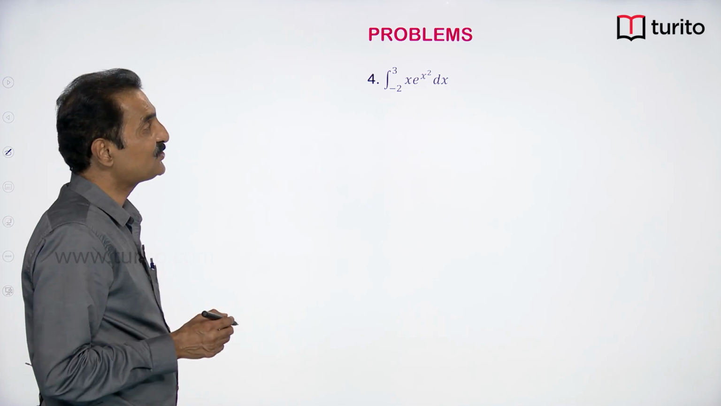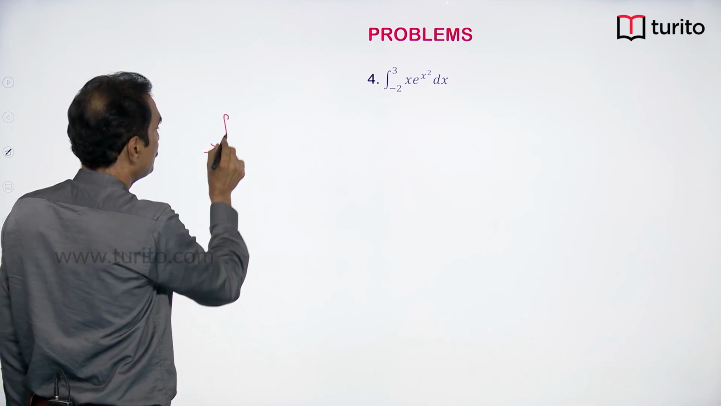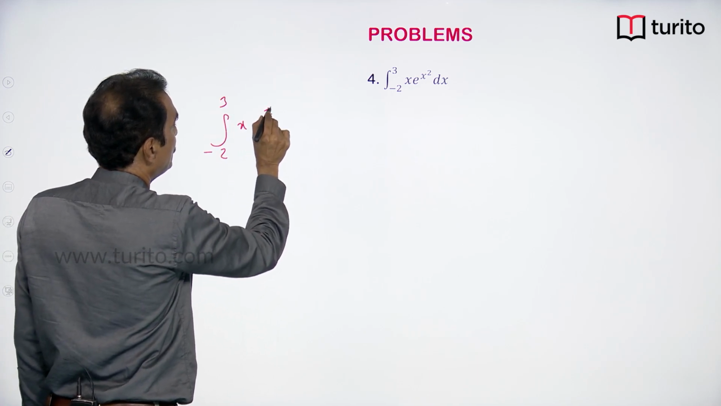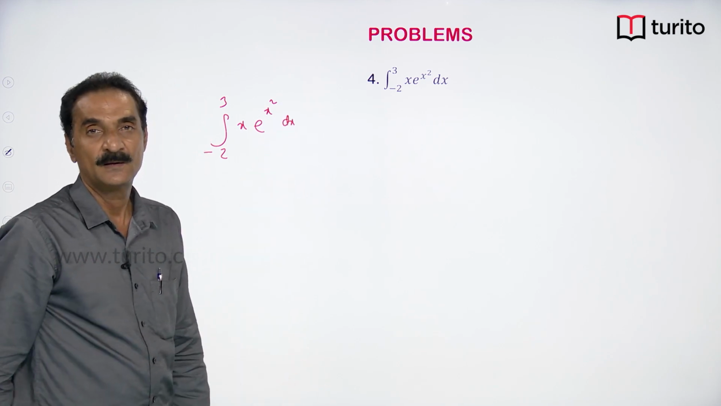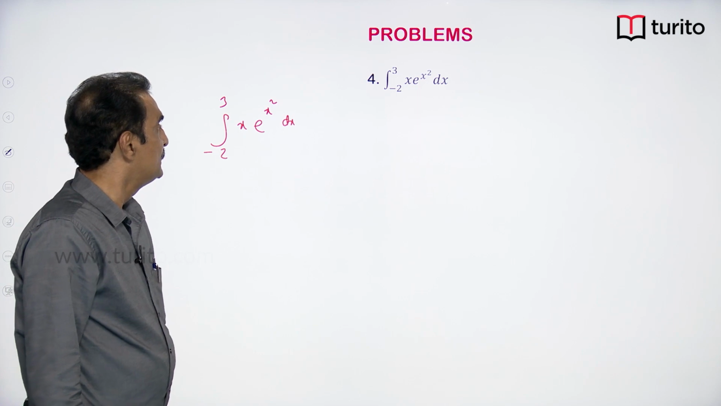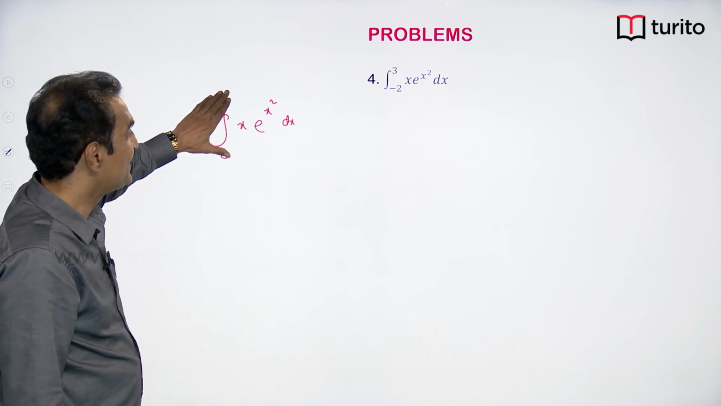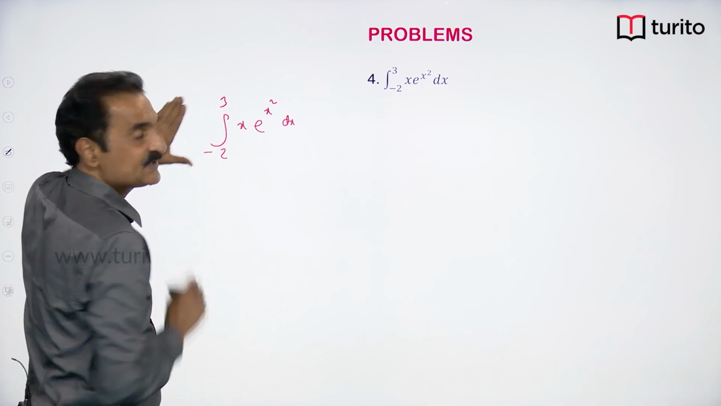Integral -2 to 3 x e power x square dx. Okay. Without limits, what will you do? You will substitute x square is equal to t, because derivative of x square is 2x, x is there.